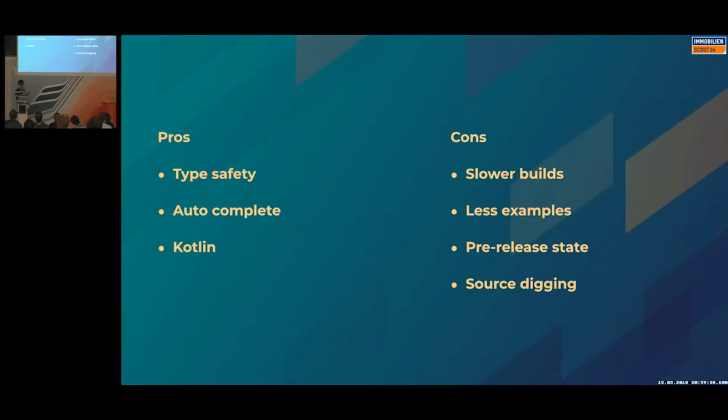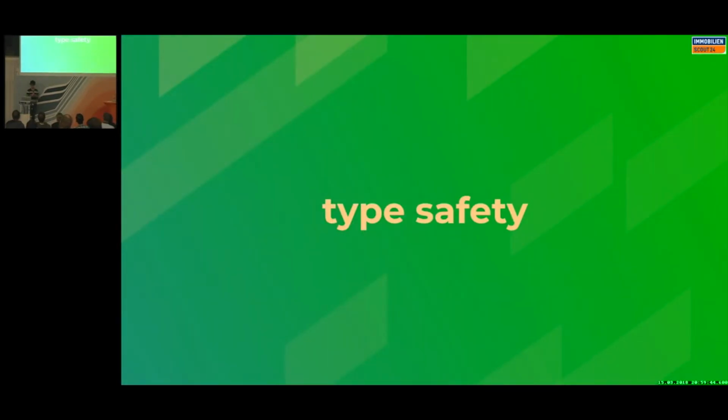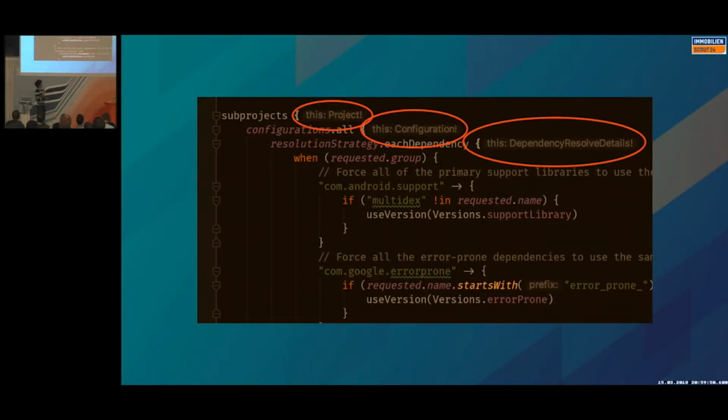I'll explain these in the next slides. So the first thing is when you migrate your build scripts to Kotlin, you get type safety. And with type safety comes IntelliJ's parameter hints. So in your build scripts, you can see the type of the object. And this makes it, in my opinion, a little bit easier to understand.